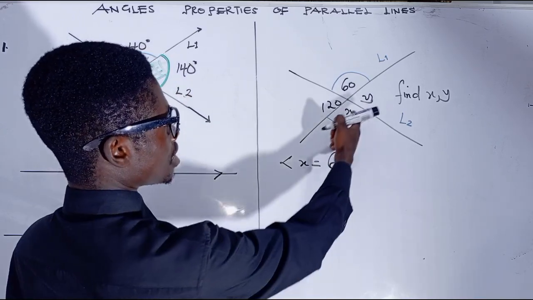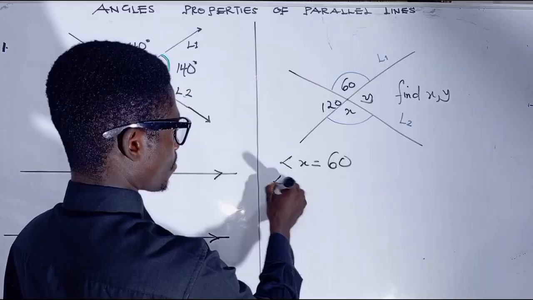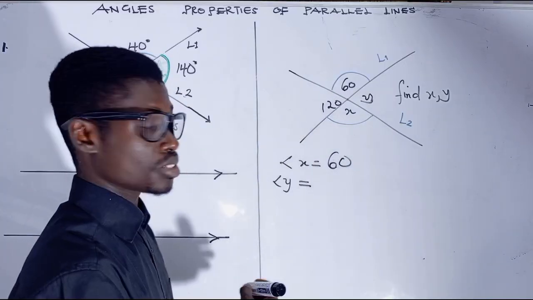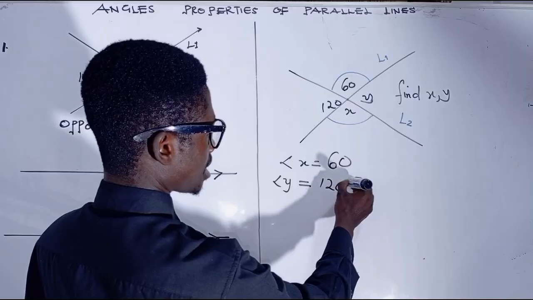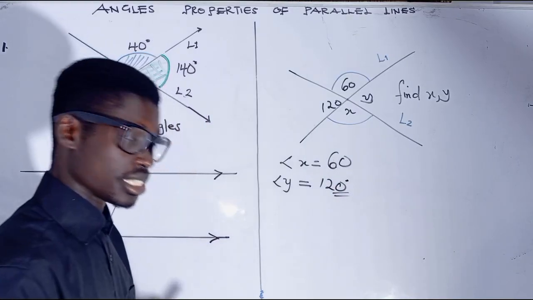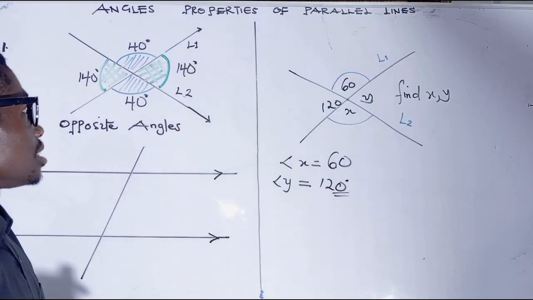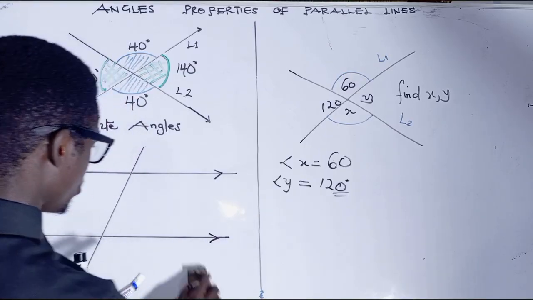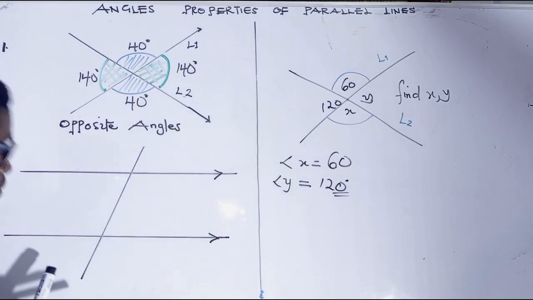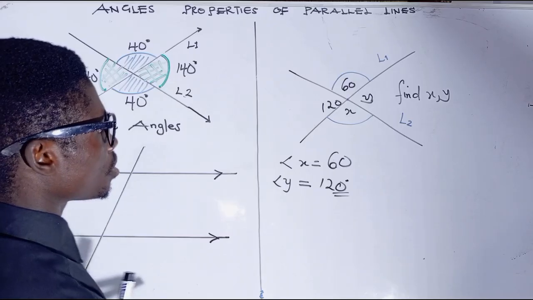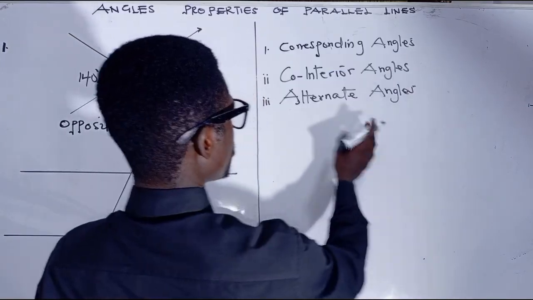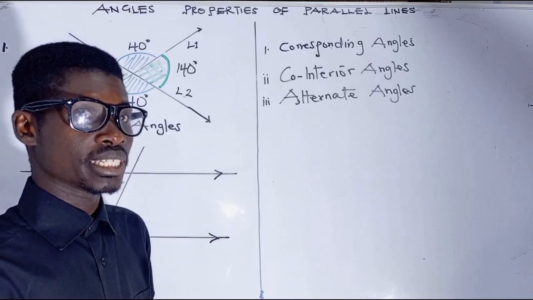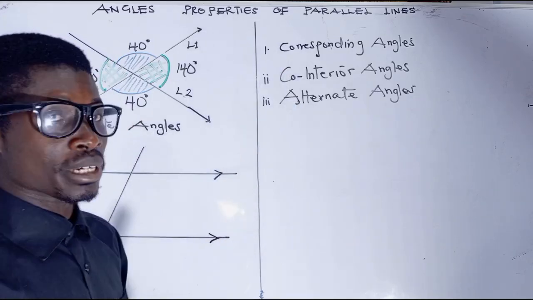Then what about angle y? You can see that angle y is opposite to angle 120 degrees, and therefore we can say that angle y is also 120 degrees. Very, very easy and simple. Let's look at the other angle properties of parallel lines. So with the others, we shall be looking at what we call the corresponding angles, the co-interior angles, and then the alternate angles under the angle properties of parallel lines.